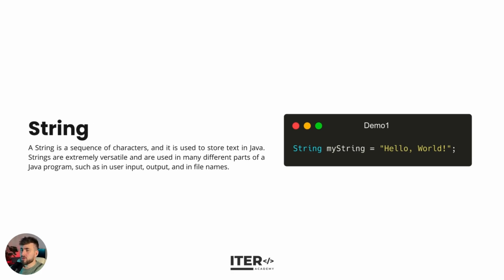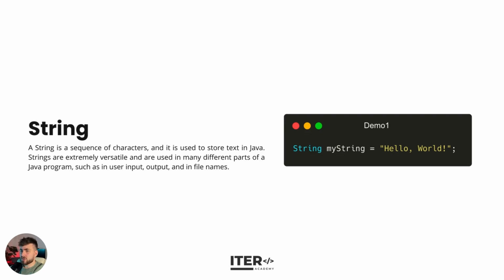First, let's talk about the string data type. A string is a sequence of characters, and it is used to store text in Java. Strings are extremely versatile, and they are used in many different parts of a Java program, such as in user input, output, and in file names.